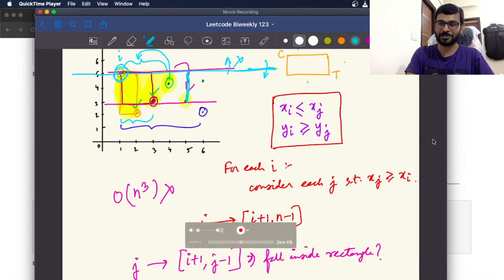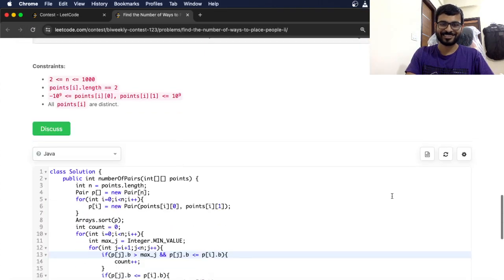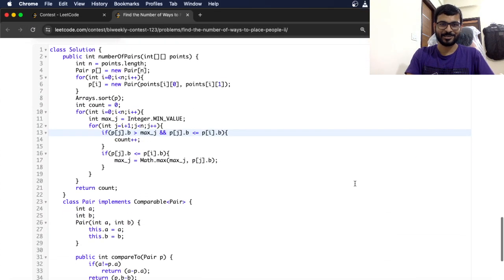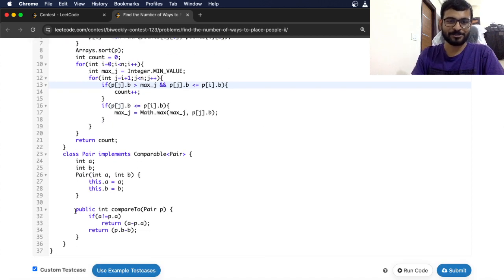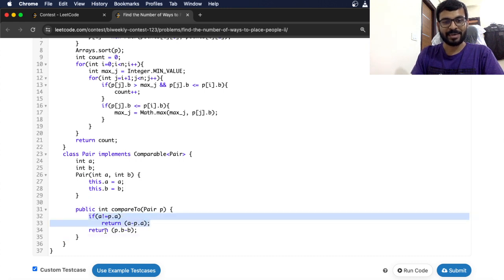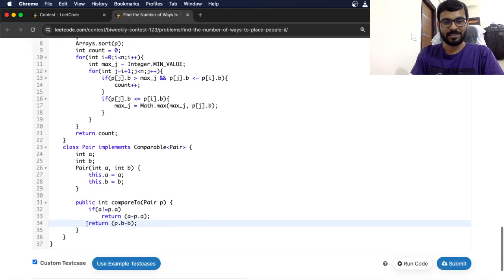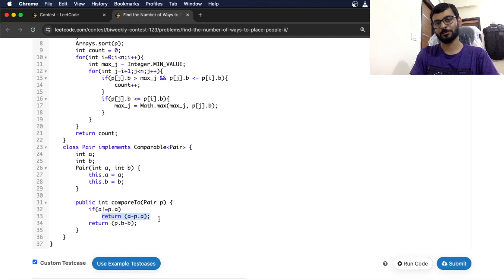So let's take a quick look at the code. Okay, this is how I have sorted. This is how I've sorted. This is comparator sort. I'm sorting by A and then by B. This is an interesting thing that I did. So first I'm sorting in ascending order of x values. Then I'm sorting in descending order of y values.